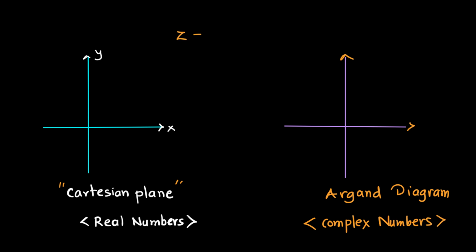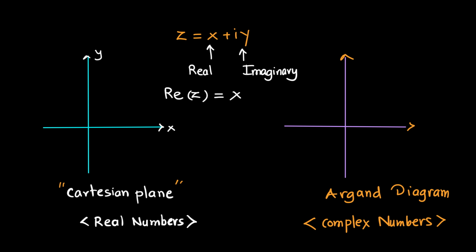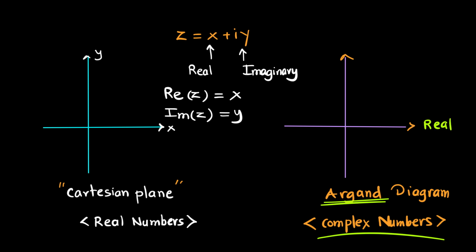If z is written as x plus iy, a complex number has a real part and an imaginary part. So we also write this thing like this. Real part of the complex number z is x and imaginary part of the complex number z is y. So when we have to plot a complex number on the grid, we now call this diagram the Argand diagram. The x-axis is now labeled as the real axis and the y-axis is now labeled as the imaginary axis.